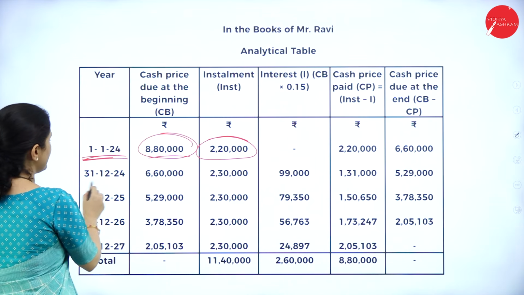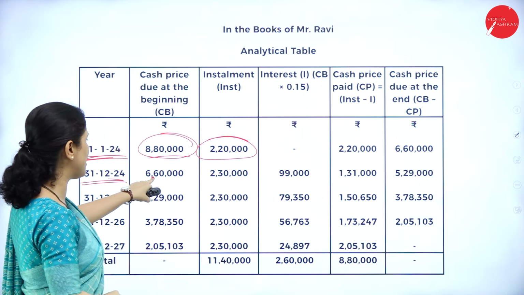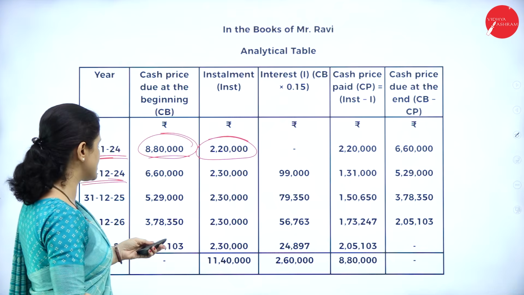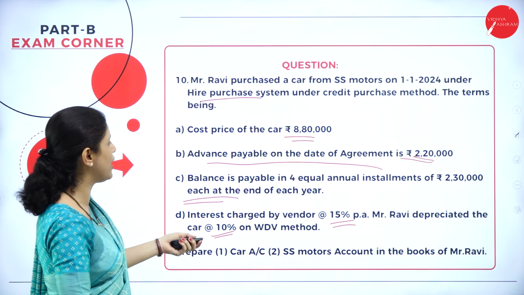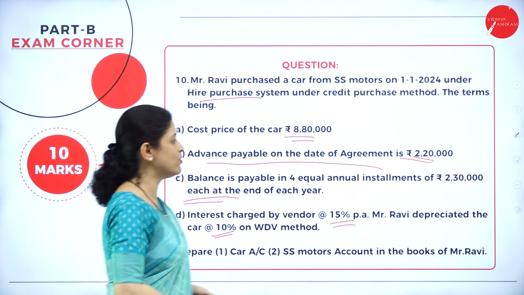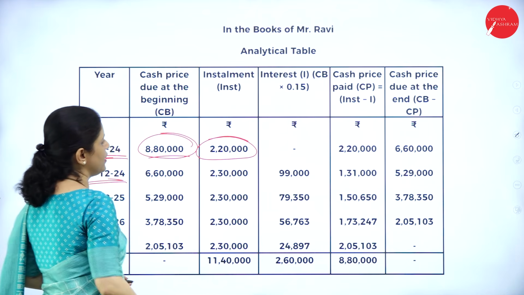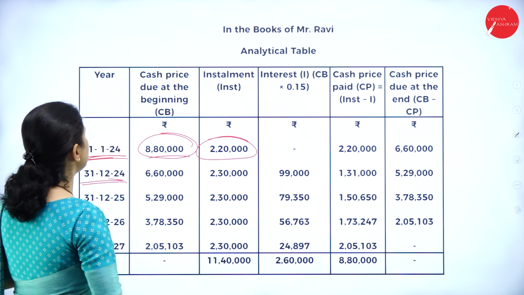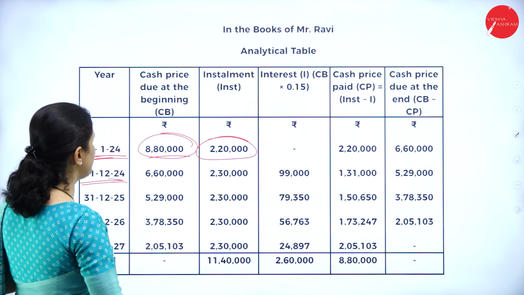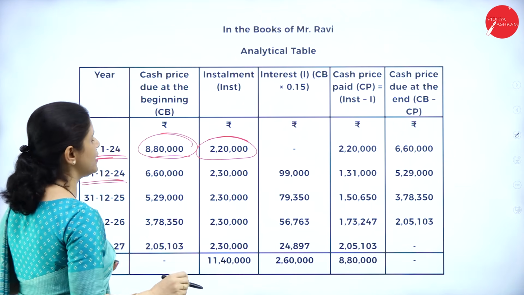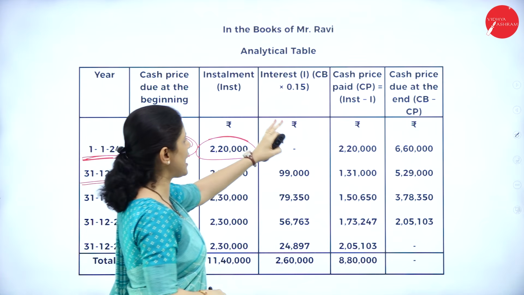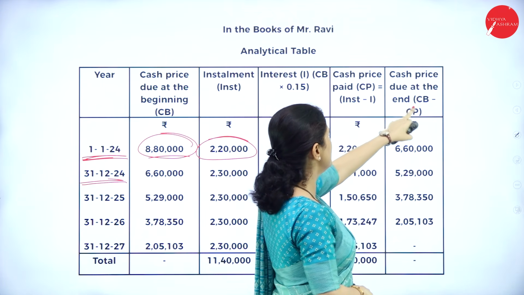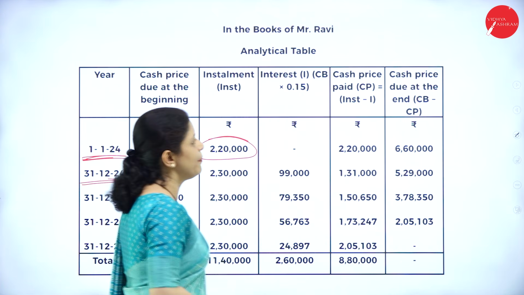Let us do it for the end of the year. So how much is the amount due? 6,60,000. Installment, every year it is given in the problem how much installment we have to pay. 2,30,000. 2,30,000 every year we have to write. Next, interest. How to calculate interest? Cash price into 0.15, that means 15%. Next, cash price paid, that means installment minus interest, and then we will get the cash price due at the end of the year.